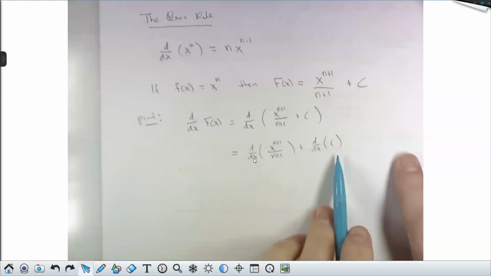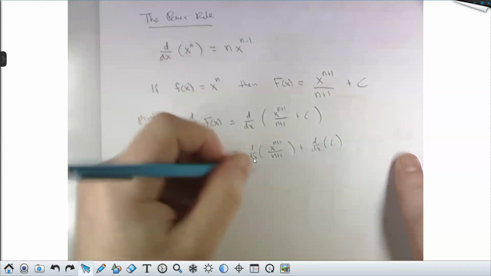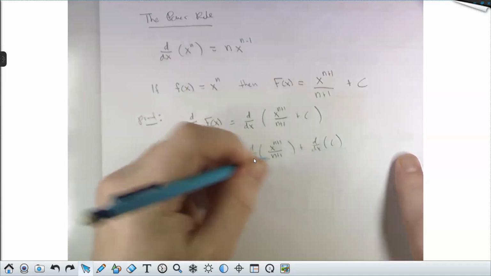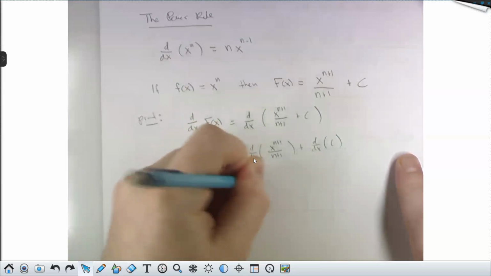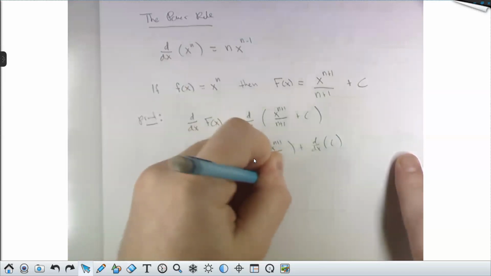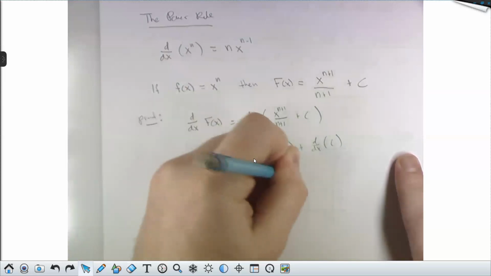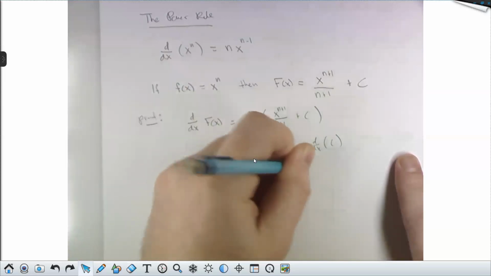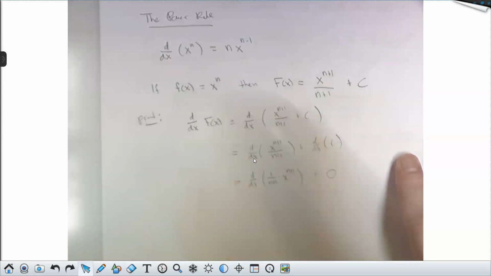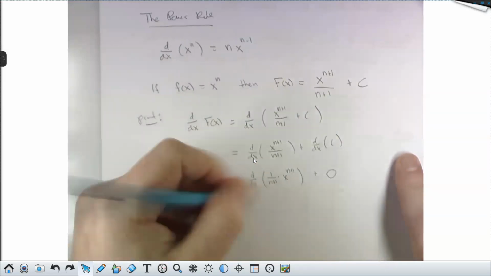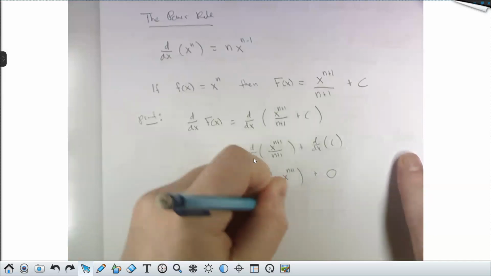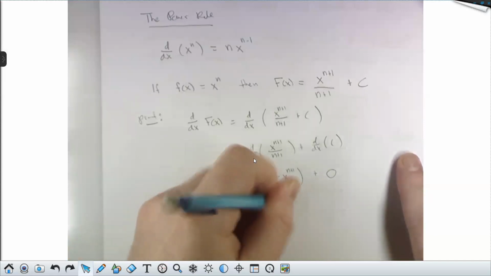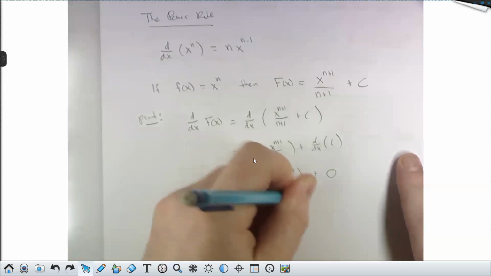Of course, the derivative of the c here is going to be 0. And here, since the n plus 1 is a constant downstairs, we can think of this as 1 over n plus 1 times x to the n plus 1. And this, like we said, is 0. And now this 1 over n plus 1 is a constant, so it can come out front. This is 1 over n plus 1 times d dx of x to the n plus 1.